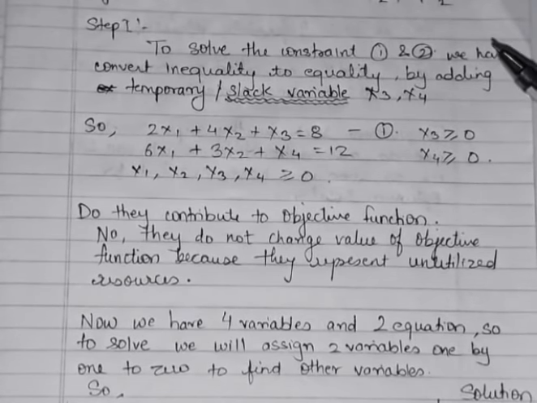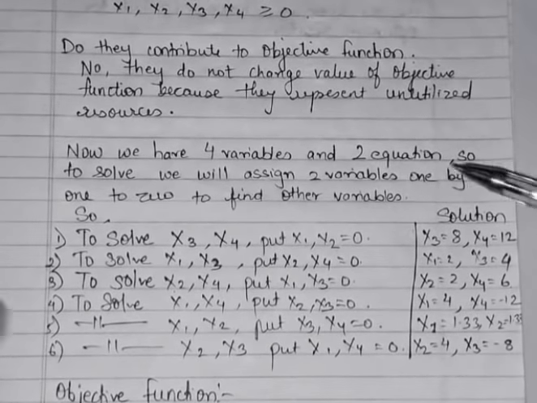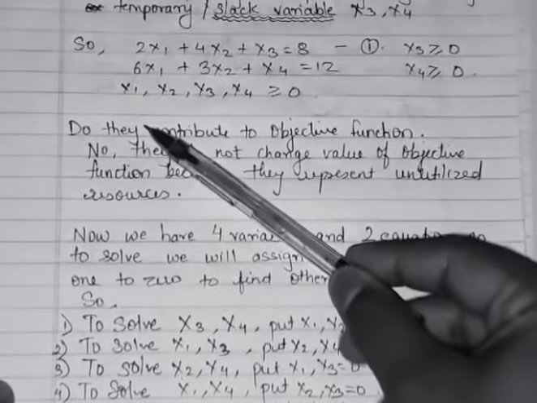Now we'll start solving. See, what do we need to do? There are 4 variables, as we know, x1, x2, x3, x4, right? And there are only 2 equations. Now how can I solve this? Because solving 4 variables with 2 equations, we can't find anything. So since there are 2 equations, I need only 2 variables, right?